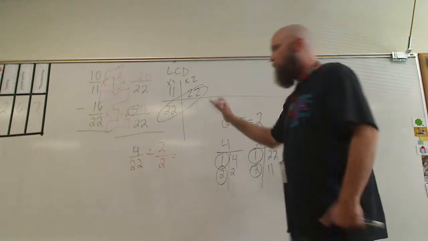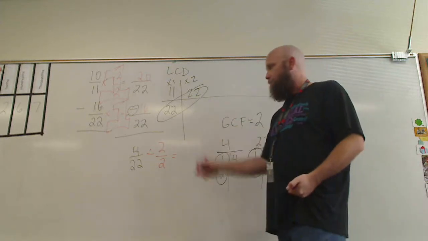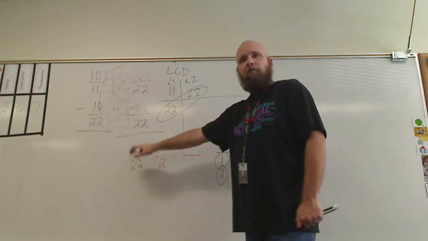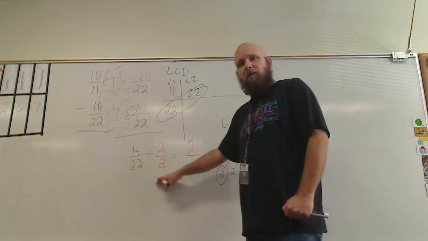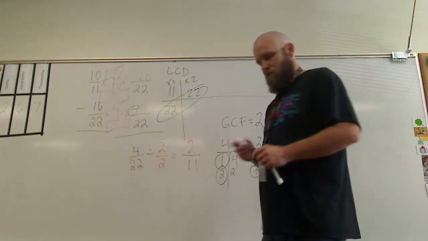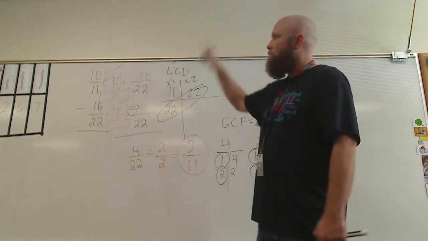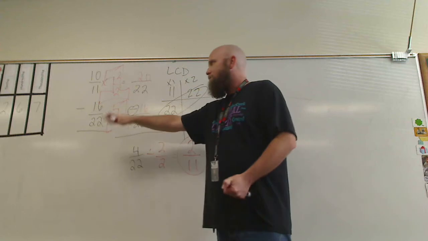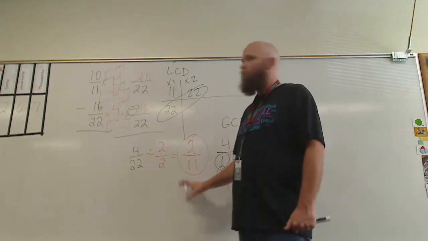So I'm dividing both the numerator and the denominator by my greatest common factor of 2. 4 divided by 2 is 2. 22 divided by 2 is 11. So my final answer to the problem 10/11 minus 16 over 22 is 2 over 11.